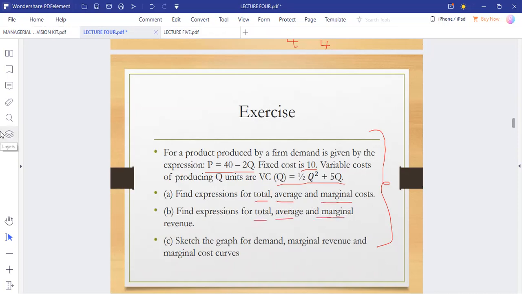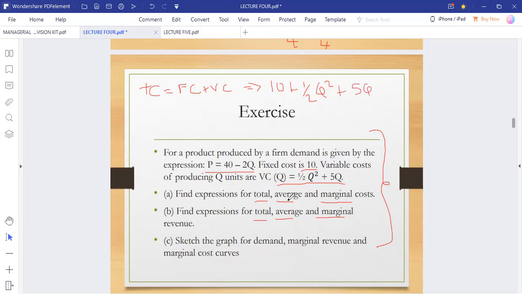Already, we're being asked to find expressions for total, average and marginal cost and total, average and marginal revenue. So for total cost, we know that total cost is what? Fixed cost plus variable cost. The fixed cost has been given as what? 10. Put your 10 there. And the variable cost has been given as what? Half Q squared plus 5Q in there. So this is the total cost.